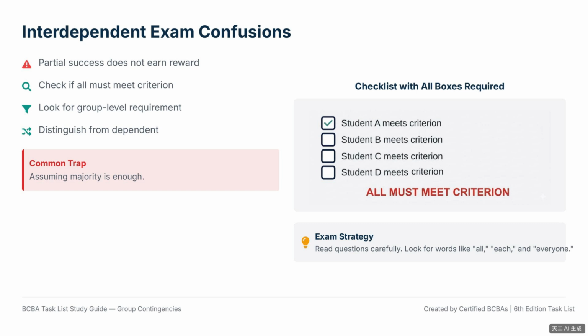A common mistake is assuming that most students meeting the criterion is enough. In interdependent contingencies, that is incorrect. All members must meet the criterion. On the exam, look for keywords such as all, each, or everyone. If even one person fails to meet the requirement, reinforcement is not delivered.